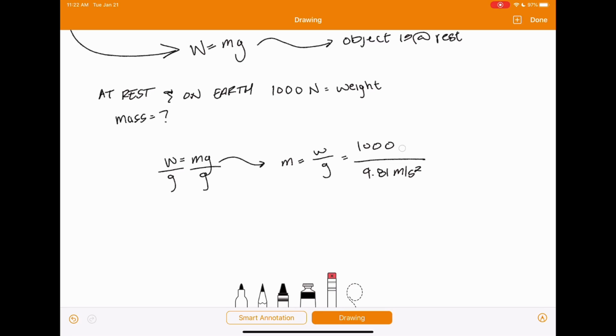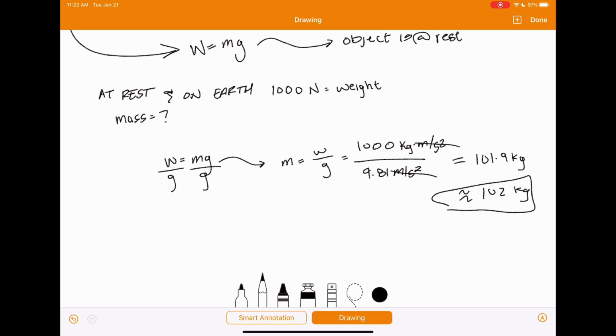Now, a newton is actually a kilogram times meter per second squared. So you'll see these will cancel out. We'll be left with kilograms. And we will get the mass of this person is 101.9 kilograms, or we can just round that up to about 102 kilograms. All right, so that would be your answer for that one.